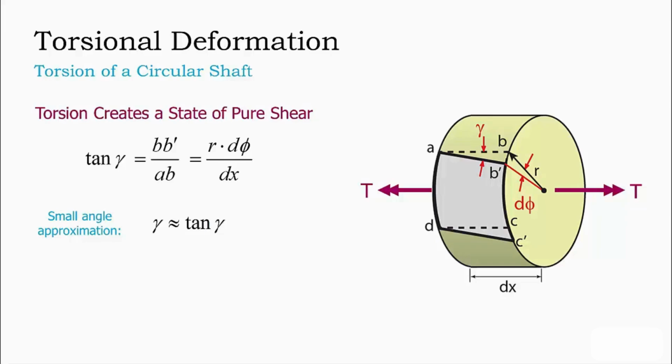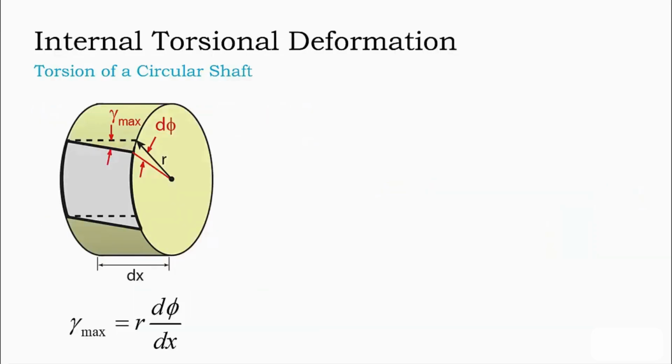Applying this approximation to the equation above, we can rearrange it to obtain that the shear strain gamma is equal to the infinitesimal angle of rotation of the segment d phi divided by the infinitesimal width of our segment dx, multiplied by radius r. In the previous slide, we examined the shear deformation on the surface of a segment of our shaft.